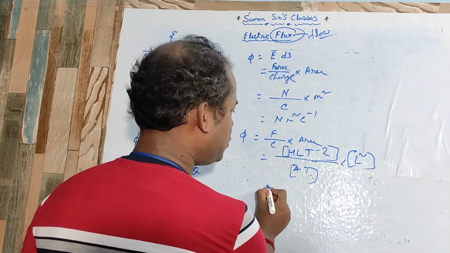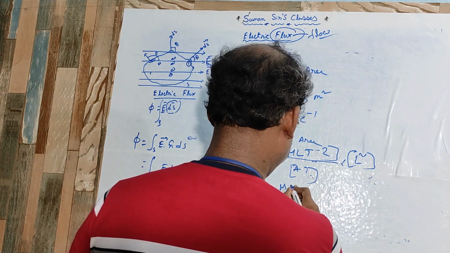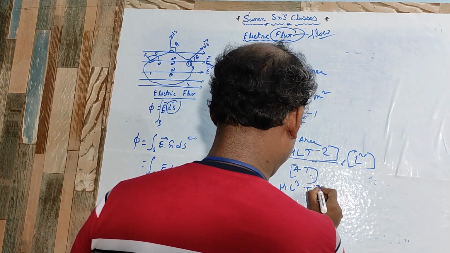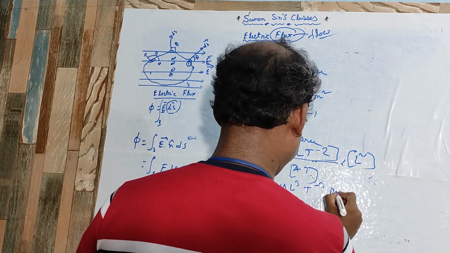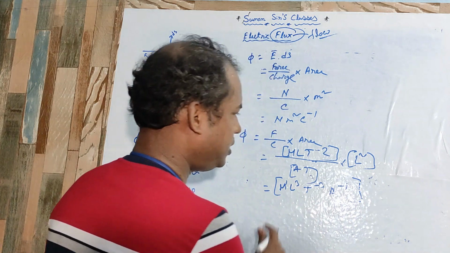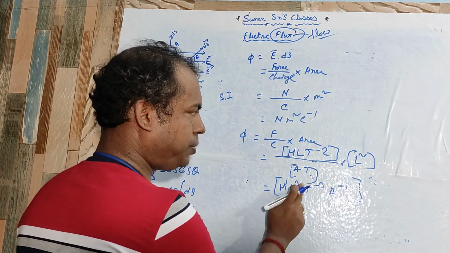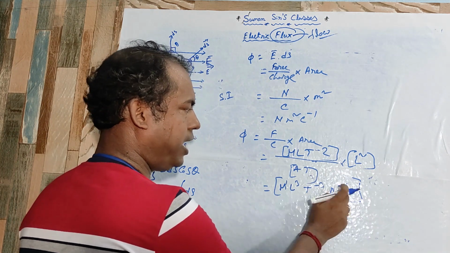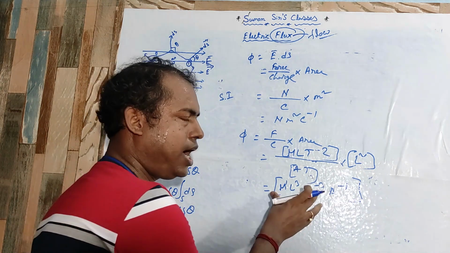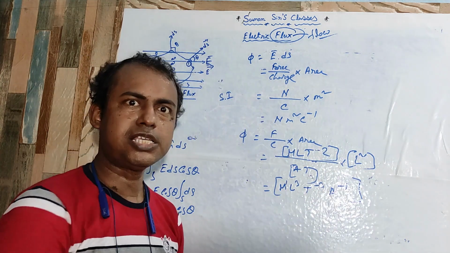So this may be written in the form M L cube T to the power minus 3 into A to the power minus 1. This is M1 L square into L, that is L cube, T to the power minus 3 and A to the power minus 1. So this is the dimension of flux. Okay, so up to this, flux is complete.